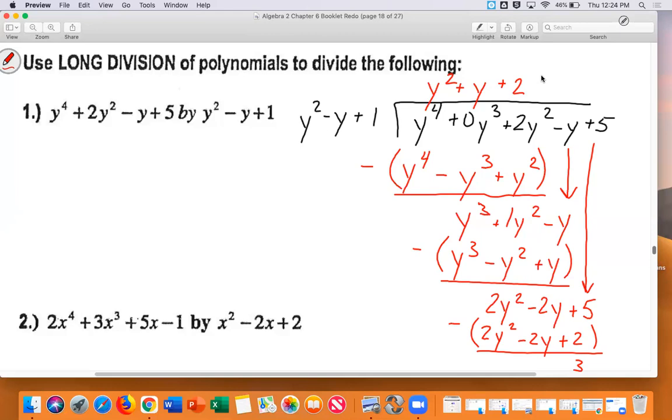Now, notice my problem's done, right? I divided it out. This is called the remainder. Remember how we put like R, like 3 in elementary school? In this, we write plus, all right? This number is going to go on top. And then what goes on bottom is y squared minus y plus 1. So your remainder is just the numerator, and that's your denominator. Does that kind of make sense to you?